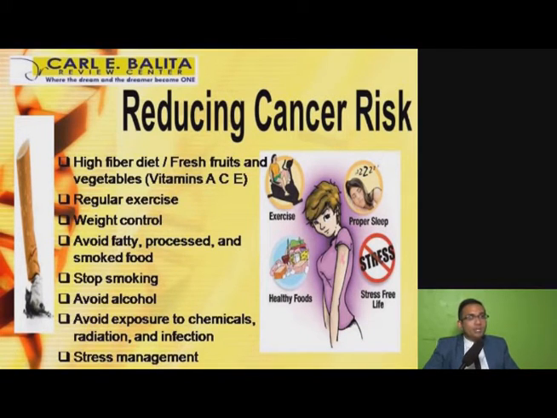So pag colon cancer yan, to reduce the risk for colon cancer, the foods that should be taken should be high in fiber. Saan mo makikita yung high-fiber diet? They are your fruits and vegetables. Diba? So kailangan increase intake of fruits and vegetables. You decrease intake of fatty, processed food, meat products because they are considered as carcinogen.